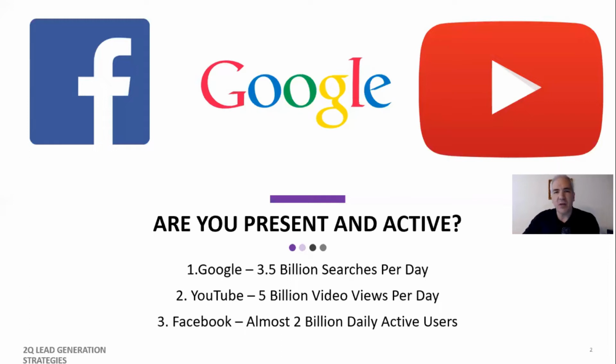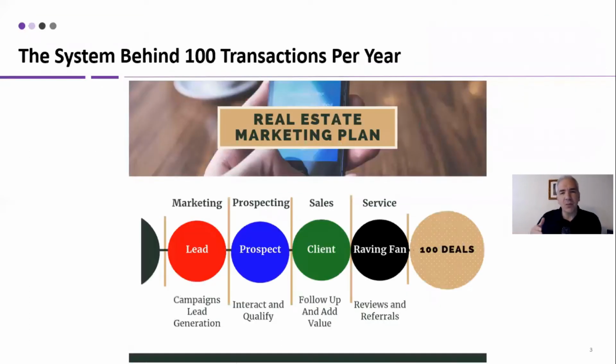So let me just kind of walk you through this. The marketing plan and the system behind this is really broken up into these four different categories. You've got to have marketing, prospecting, sales, and service. If you don't have this flow going on in your business, then you're going to be struggling.